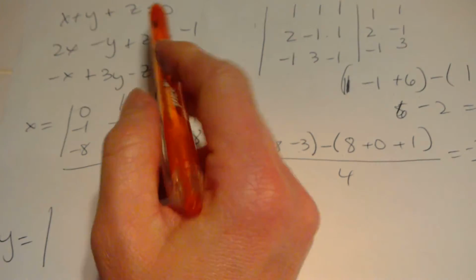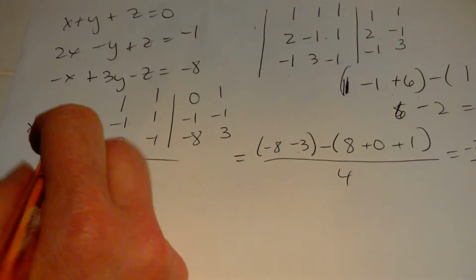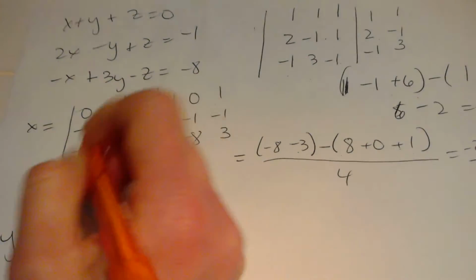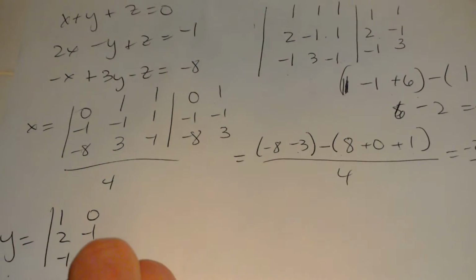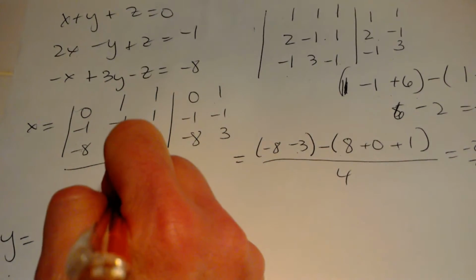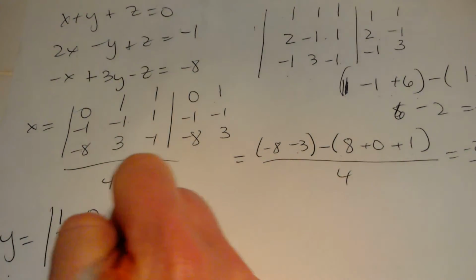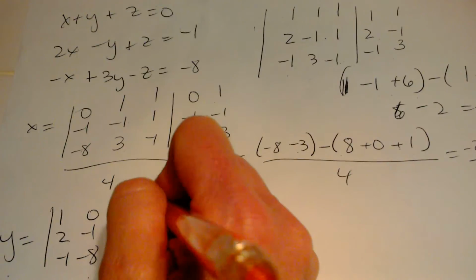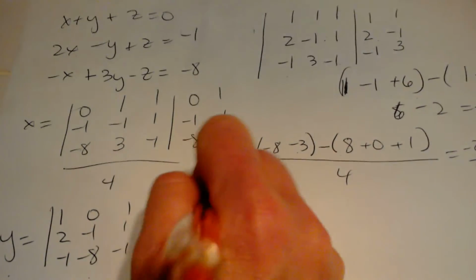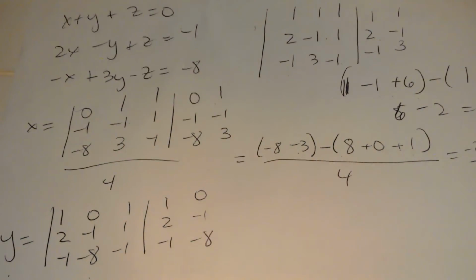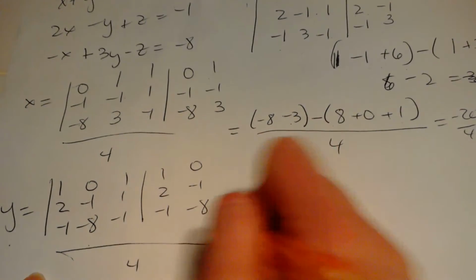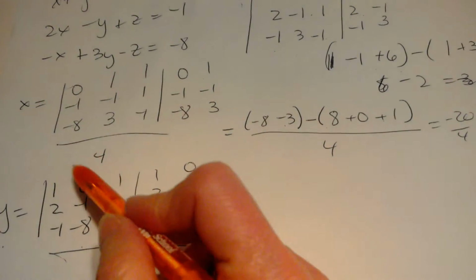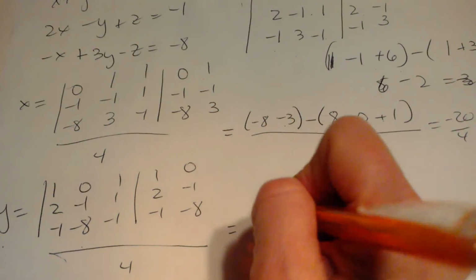So instead of putting them in the x column, I'm going to leave my x column the way it is. I'm going to put my solutions in my y column. So if I'm in y, my solutions go in my y column. And I leave everything else the same. Okay, so then I rewrite my first 2 columns. And we're going to divide by my 4. Okay, so that's going to give me positive 1.